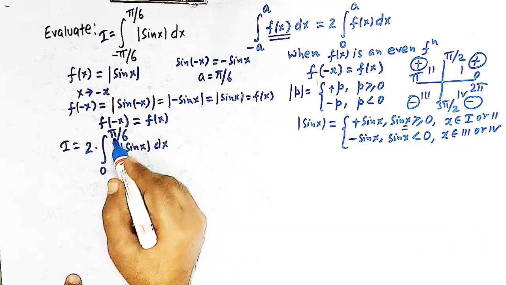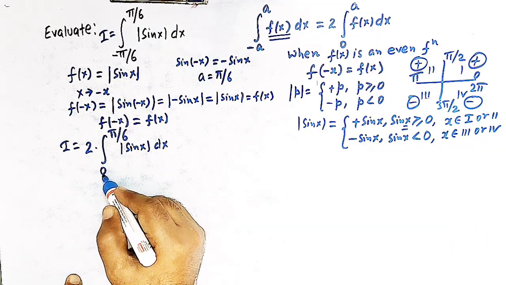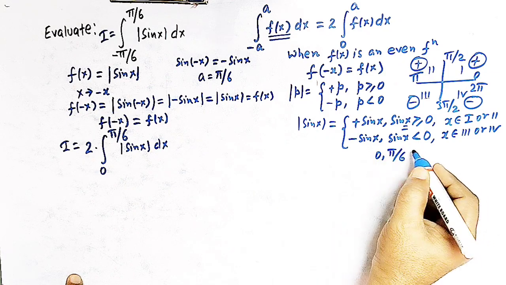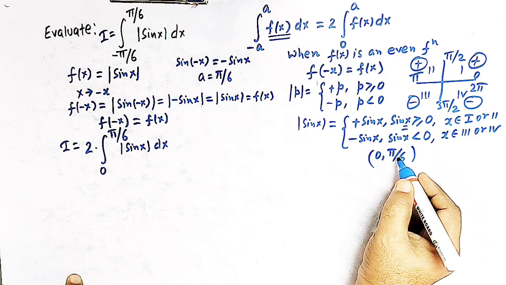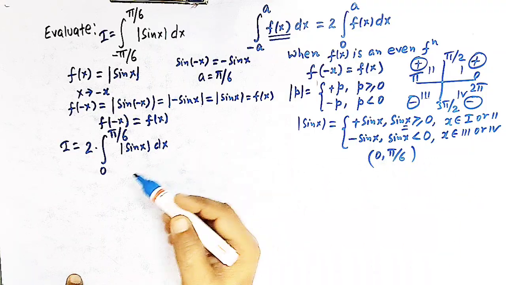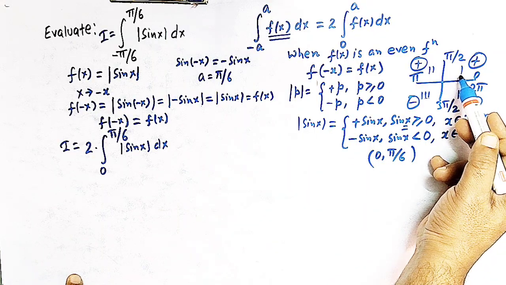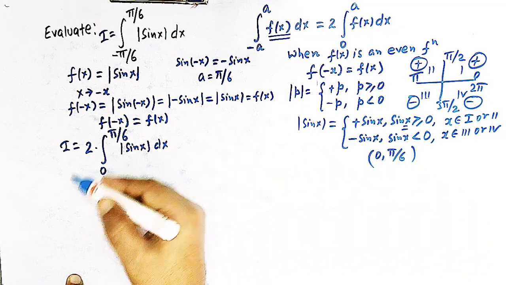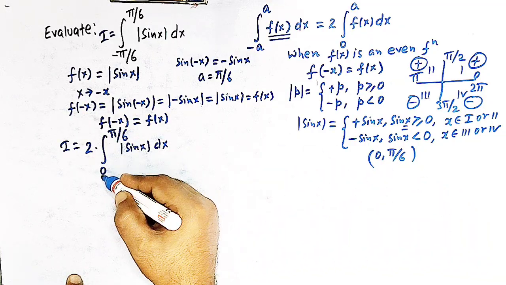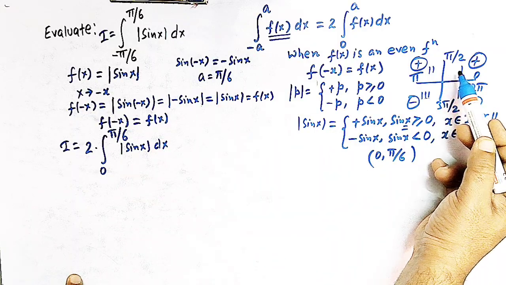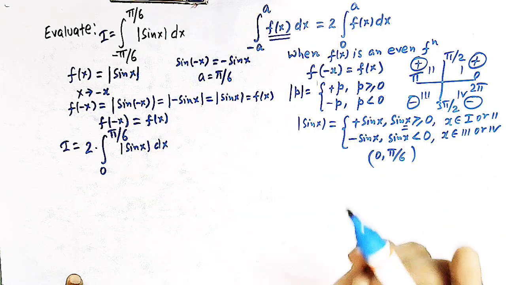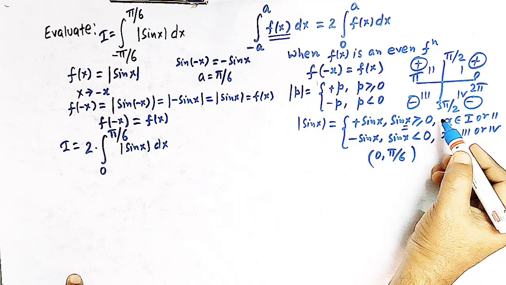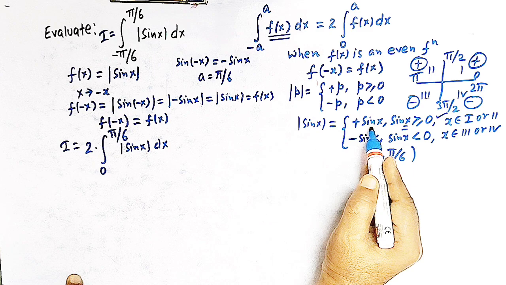And here the limits of integration vary from 0 to pi by 6, right? So we are in the first quadrant, because pi by 6 is 30 degrees. So the limit of integration goes from 0 to pi by 6. We are in the first quadrant, and in the first quadrant sin x is greater than 0. So we'll make use of this part of the definition.